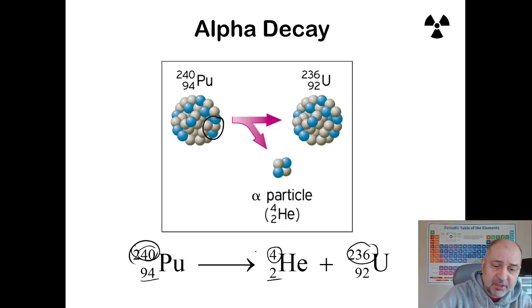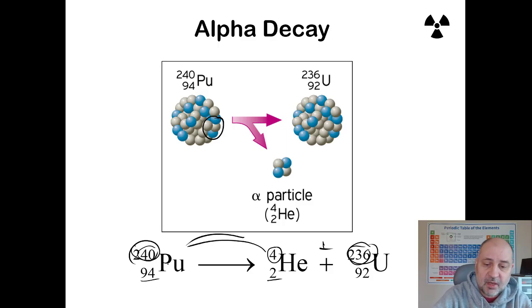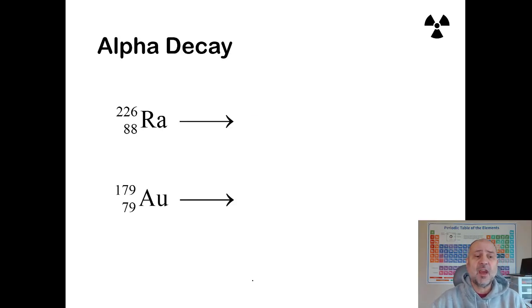So these numbers add up. The top numbers here, 4 plus 236, equals what's on the left. And the same is true for the bottom, and that works beautifully for the positrons and the electrons, as we will see. So let's practice a couple, because this is fair game.